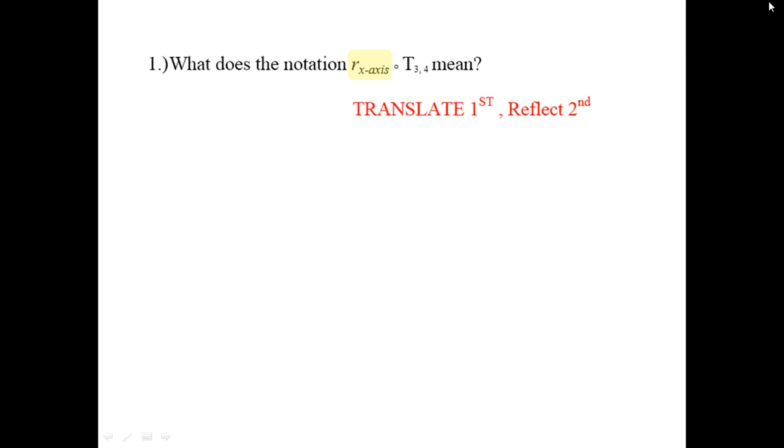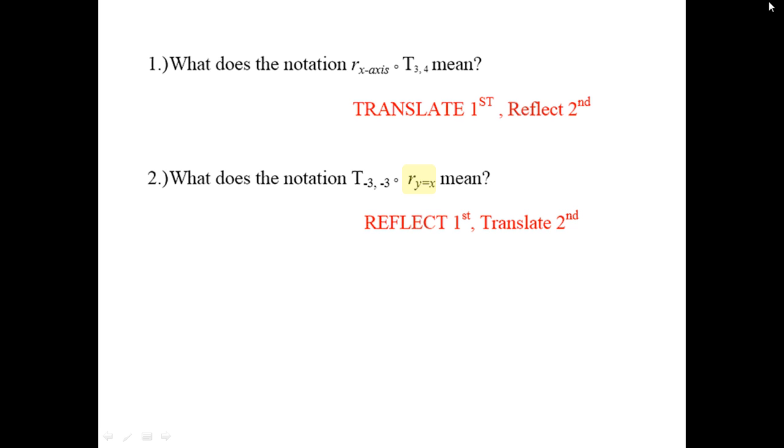Another example of how we might see this might be to say a translation that moves an object 3 units to the left and 3 units down, following a reflection in the line y equals x. So what this really means to do is to reflect in the line y equals x first, and then once we've reflected our object in the line y equals x, to translate it secondly.